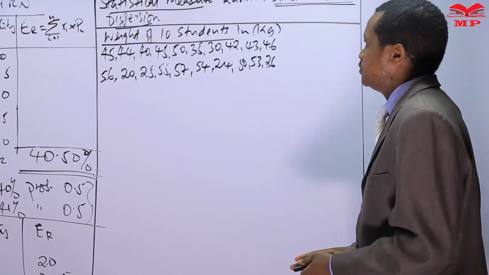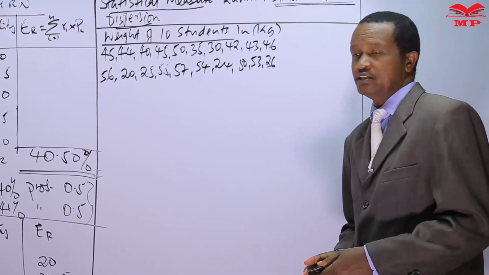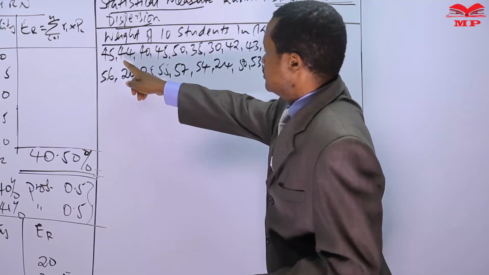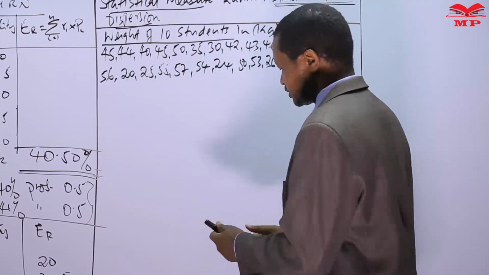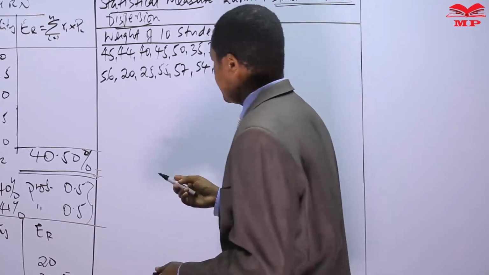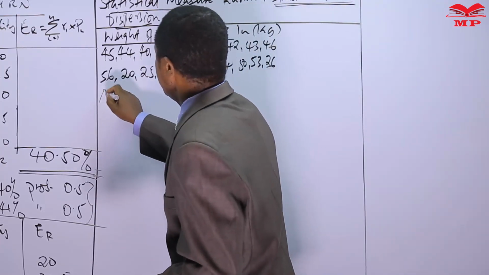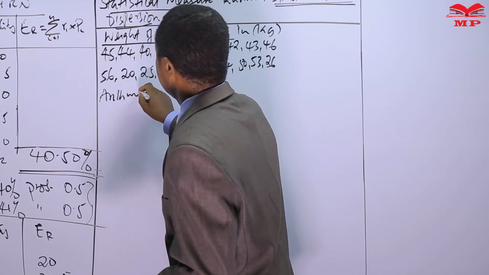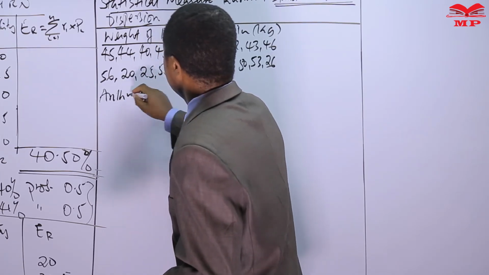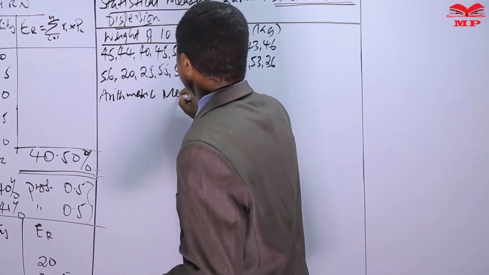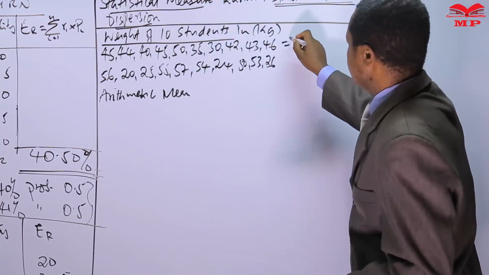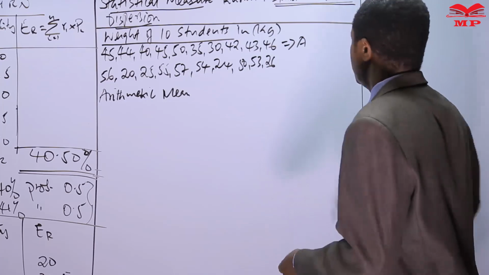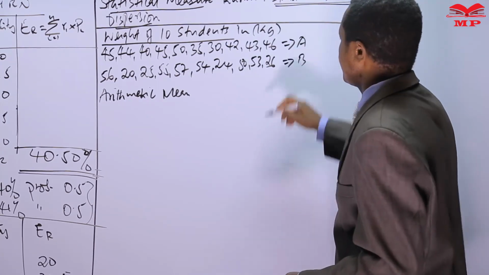So, how do you determine the standard deviation for this set of students and the other set of students? First, we determine the arithmetic mean of the first set. You can call this one A and this one B.